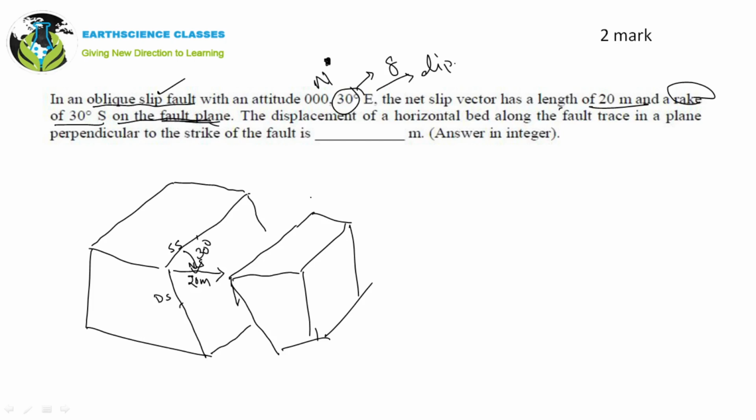And the displacement of a horizontal bed along the fault trace. It is asking about the displacement of a horizontal bed along the fault trace. Okay, let's break this into two parts. So first it is asking for displacement of a horizontal bed. So let's draw one horizontal bed first. Let me draw a horizontal bed like this.